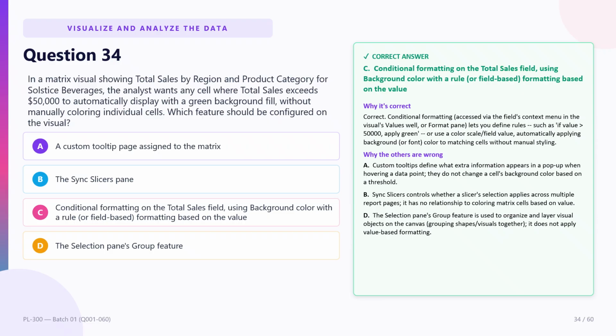A. Custom tooltips define what extra information appears in a pop-up when hovering a data point. They do not change a cell's background color based on a threshold. B. Sync slicers controls whether a slicer's selection applies across multiple report pages. It has no relationship to coloring matrix cells based on value. D. The selection pane's group feature is used to organize and layer visual objects on the canvas, grouping shapes/visuals together. It does not apply value-based formatting.